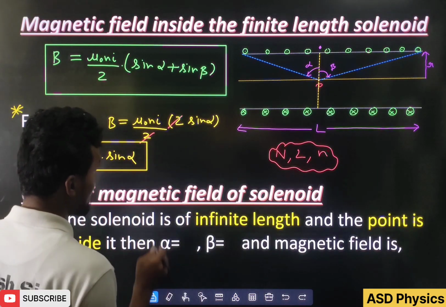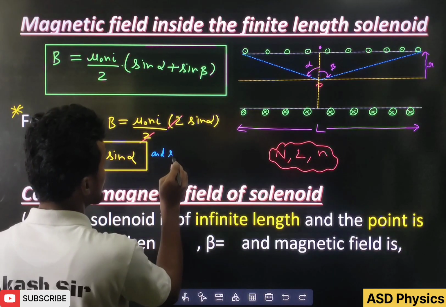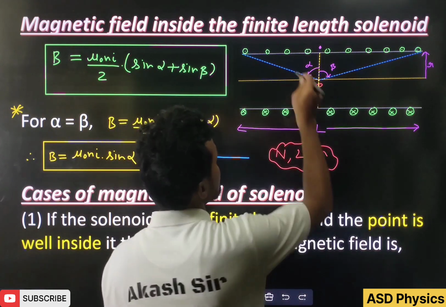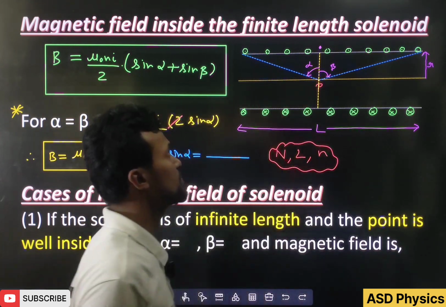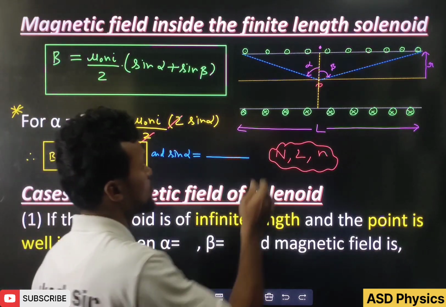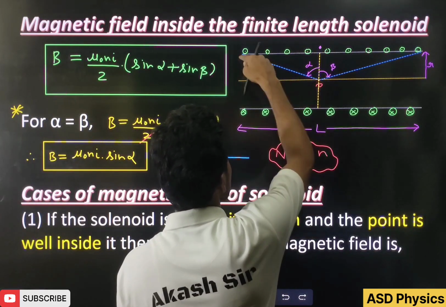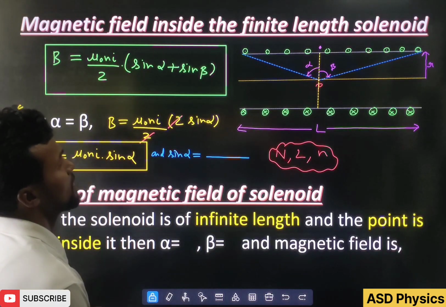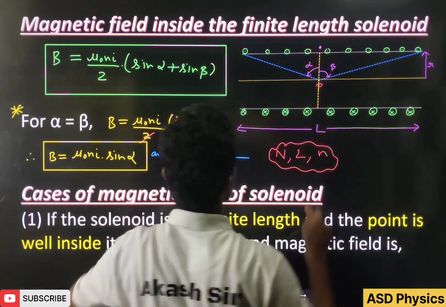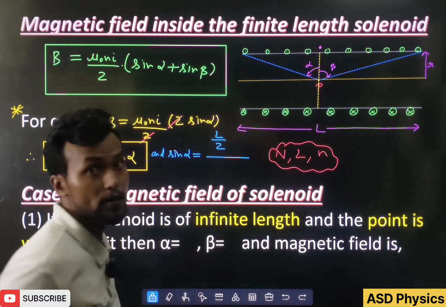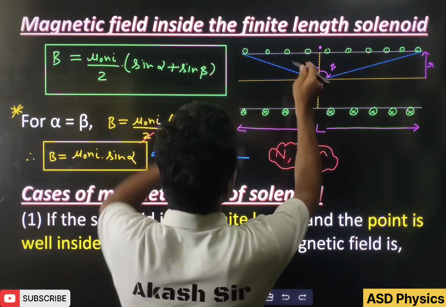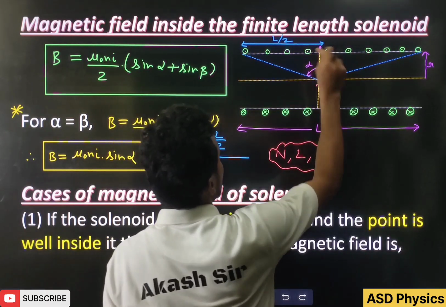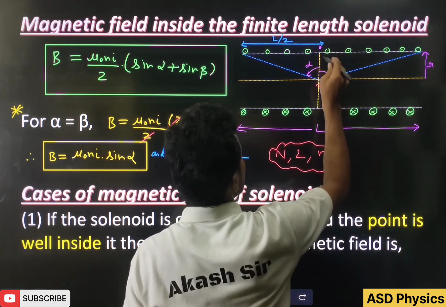But now what is the value of sine alpha? We should know that also. If you take the triangle, sine alpha means opposite by hypotenuse. In this triangle, this is the opposite, this is the adjacent, this is the hypotenuse. If the total length is L, this length is L by 2. And what is the hypotenuse? From here to here, the length is L by 2, and the radius is R, so this length is also R.